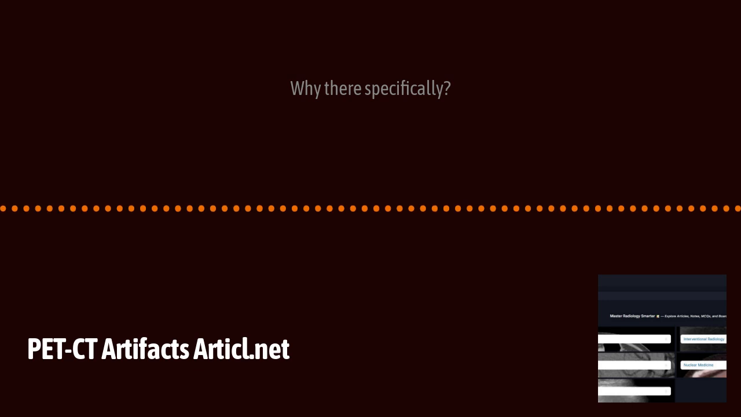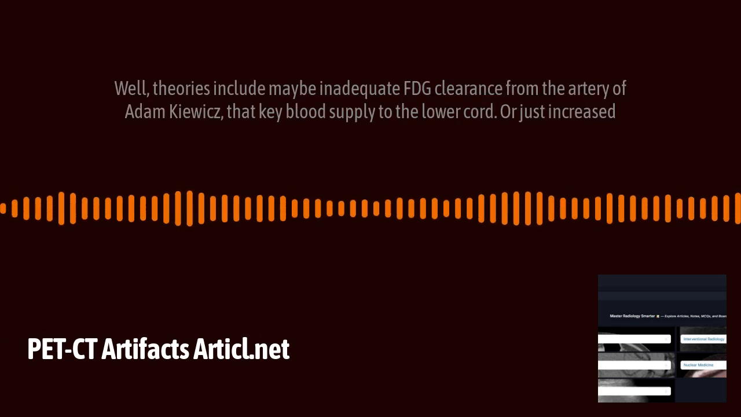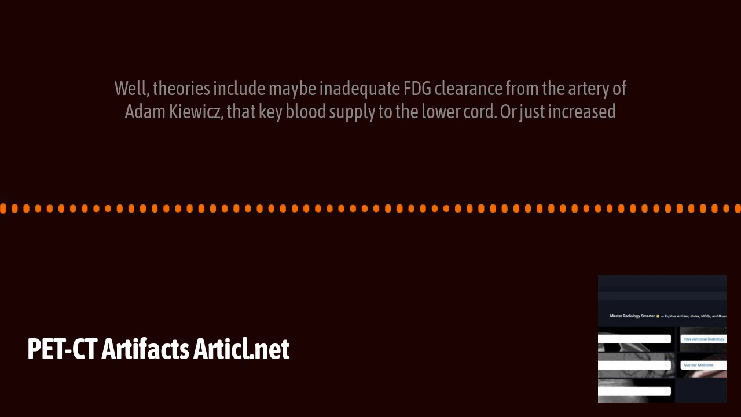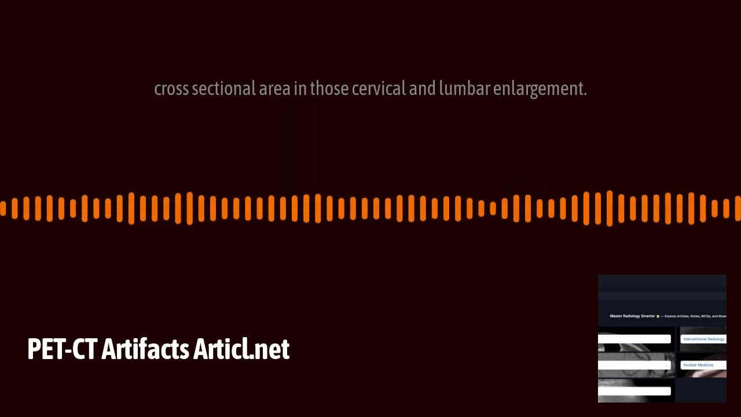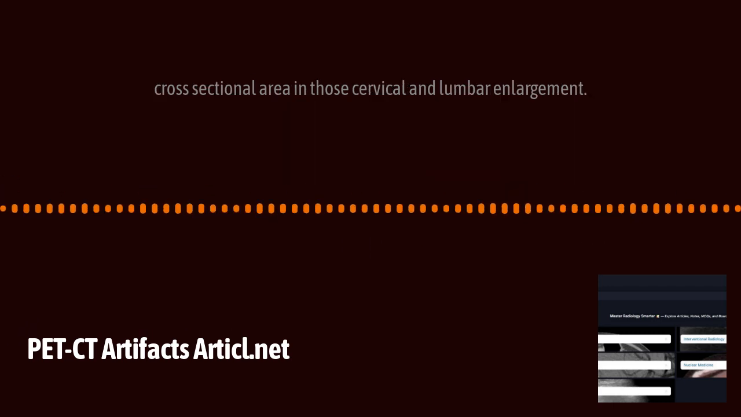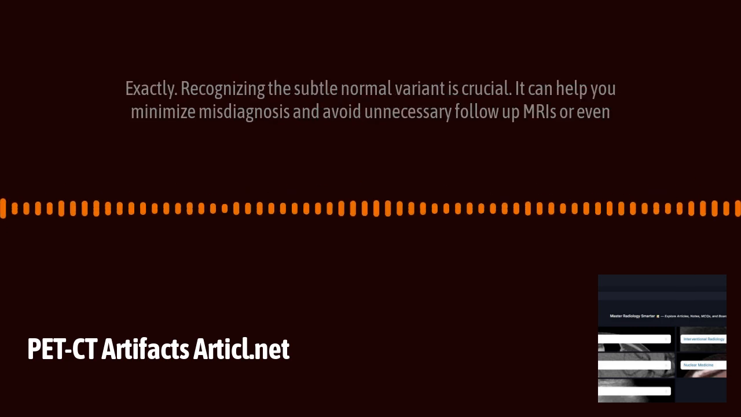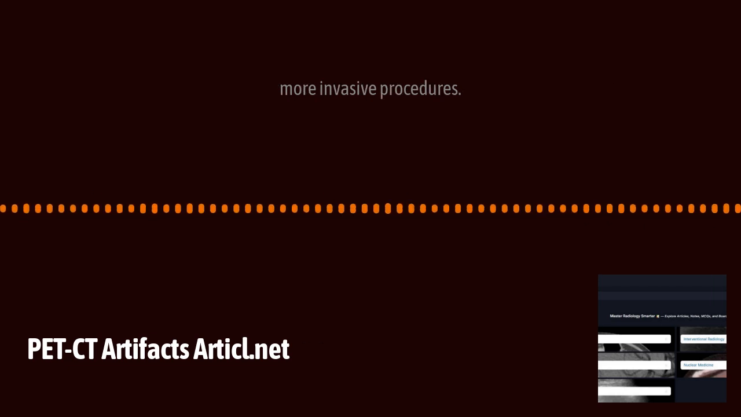Why there specifically? Well, theories include maybe inadequate FDG clearance from the artery of Adamkiewicz, that key blood supply to the lower cord, or just increased cross-sectional area in those cervical and lumbar enlargements. But the danger is confusing it with spinal cord metastases. Exactly. Recognizing the subtle normal variant is crucial. It can help you minimize misdiagnosis and avoid unnecessary follow-up MRIs or even more invasive procedures.